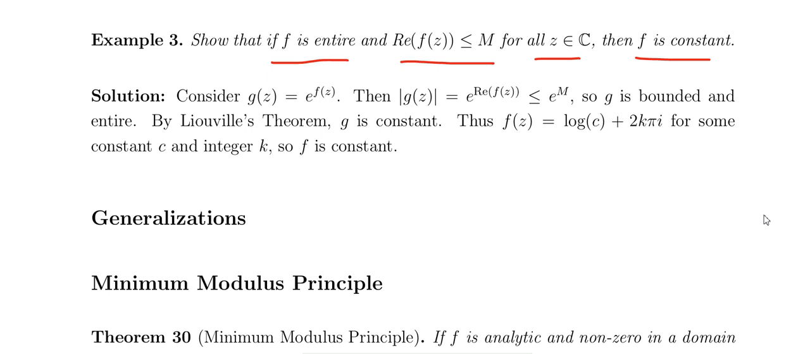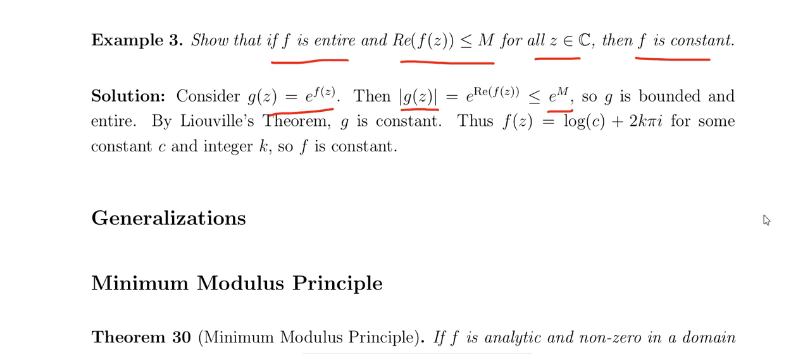We can take g of z equal to e power f of z. When you consider g of z equal to e power f of z, the modulus of g of z is e power real part of f of z. So this is less than or equal to e power m, because the real part of f of z is less than or equal to m as given. So what is the conclusion? g of z is bounded, e power real part less than or equal to e power m. So g is bounded and entire.